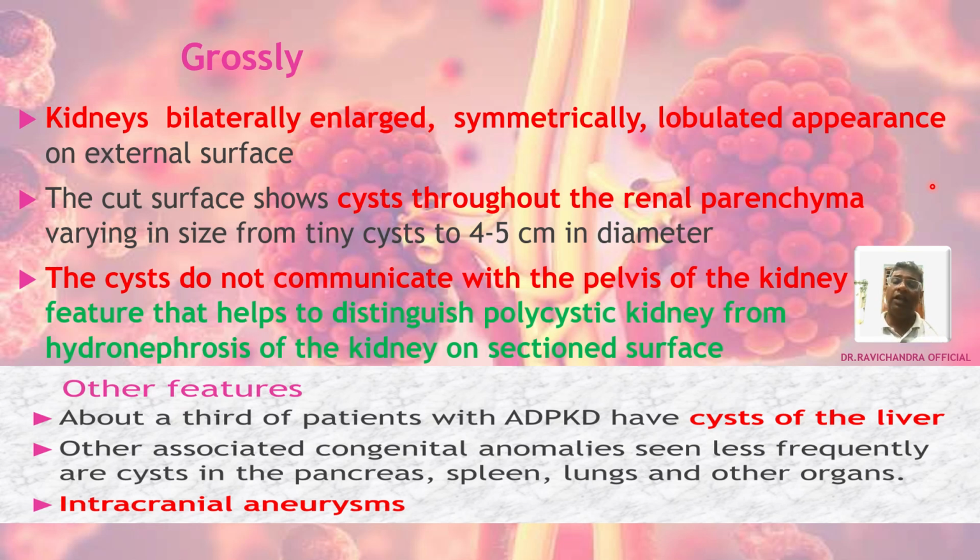Other features: about a third of the patients with ADPKD will have cysts of the liver. Associated congenital anomalies seen less frequently are cysts in the pancreas, spleen, lung, and others. As I said earlier in the previous differentiation table, in ADPKD other manifestations are present. Intracranial aneurysms are seen in ADPKD, which are not seen in ARPKD, that is autosomal recessive polycystic kidney disease.